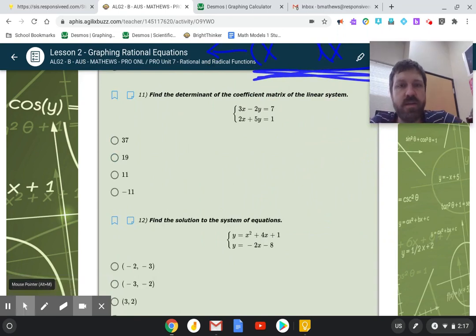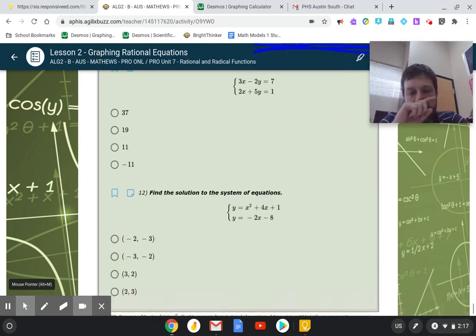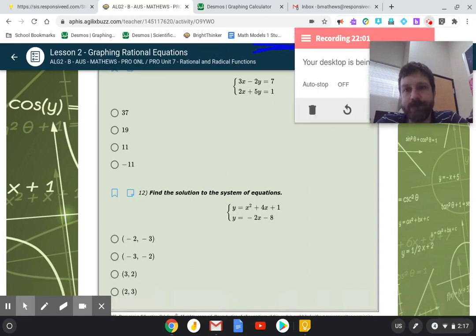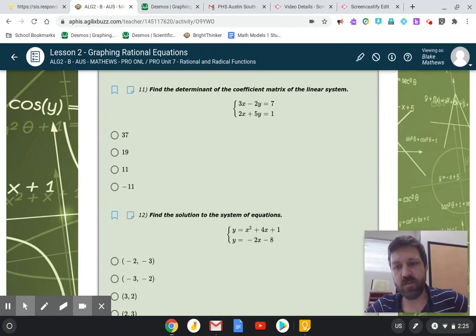Number 11, find the determinant of the coefficient matrix of a linear system. I will post a video. These are review questions, so I will post a separate video going over these review questions. There's just 2 of them, and I'll post that separately. All right, this is just a quick video to go over the 2 review questions on Algebra 2, Unit 7, Lesson 2.